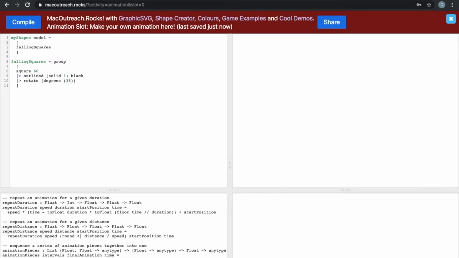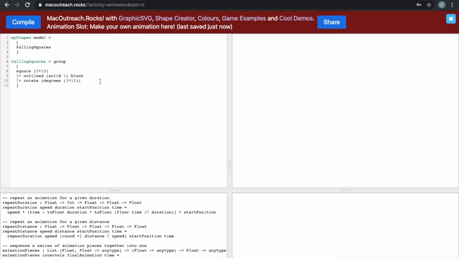But hold on. Since we want to create exactly 12 squares, and we want to be decreasing the degrees of rotation by 3 each time, and the size by 5 each time, let's rewrite both 60 and 36 as products of two multiplicative numbers. So instead of 60, we're going to want to write 5 times something, since we want each square to be smaller by 5 each time. Instead of 36, we're going to write 3 times something. So what times 5 is equal to 60? Well, that would be 12. And what times 3 equals 36? That would also be 12.